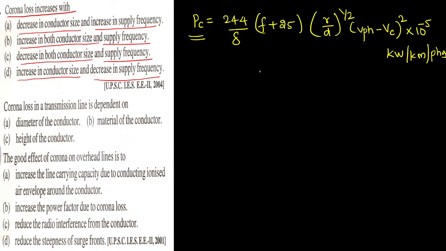Just now I had given the formula, right? See which terms are linked in corona loss. What terms are there? Conductor size, the size of the conductor, that is area equal to pi r square. So indirectly, conductor size means they are talking about the radius of the conductor. First think of that. Okay, first one. Next, frequency. Where is the frequency? So this is the frequency. They are talking about frequency and radius of the conductor.